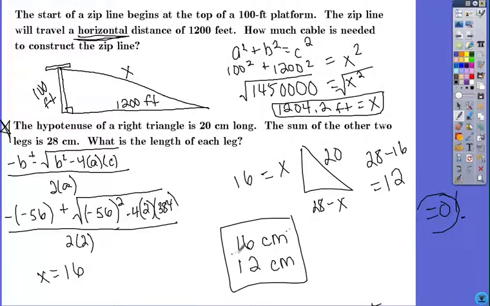Alright, so those are some examples of the Pythagorean theorem. You're going to be applying these in class, so make sure you know this and you absolutely know the important thing that c is always the hypotenuse.